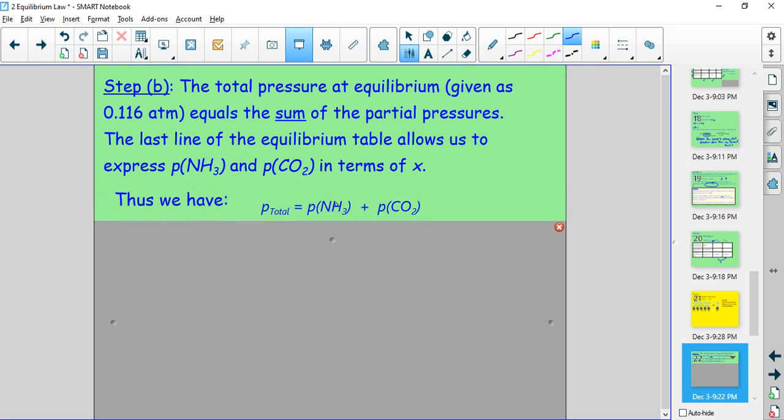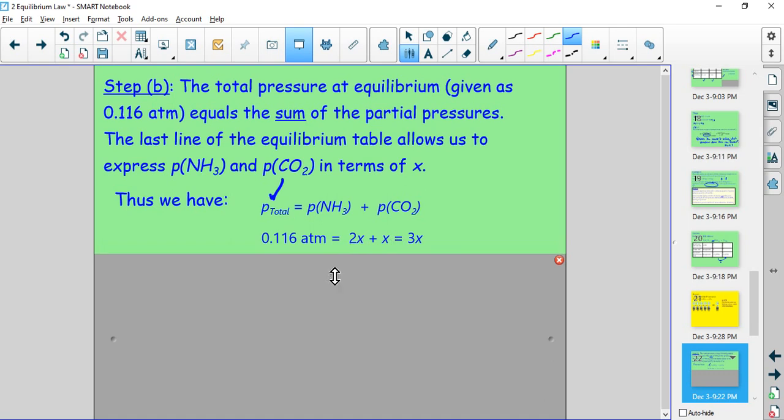Knowing that the individual pressures of ammonia and carbon dioxide, we have expressions for those, right? 2x and x. We also have this value given to you from the question. You can create a linear equation that can be solved algebraically. So 2x plus x is 3x. You can then figure out easily then what x is. Okay, so this is our value for x.